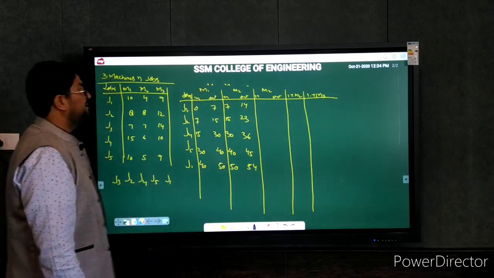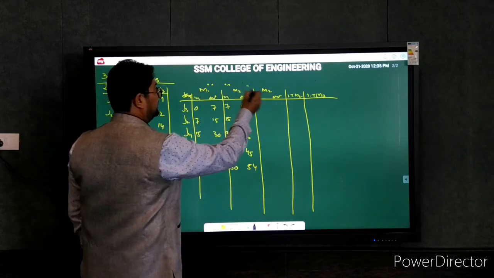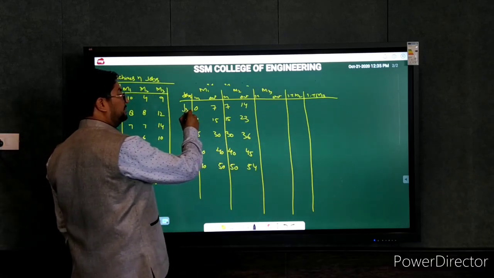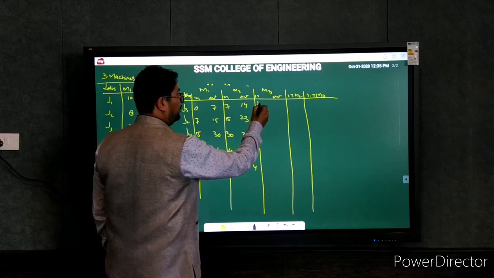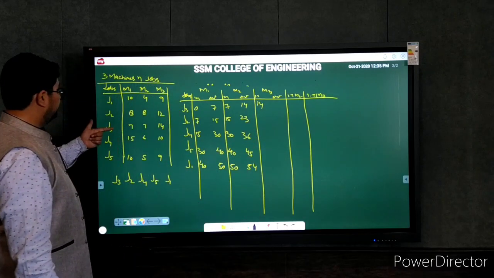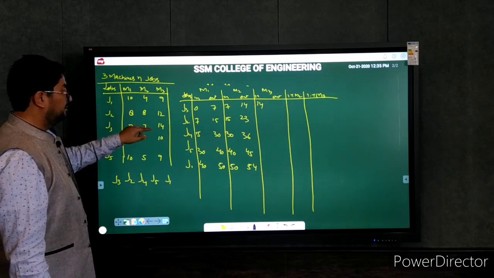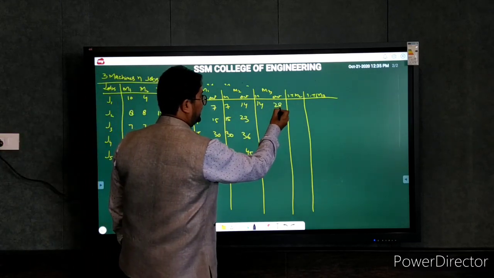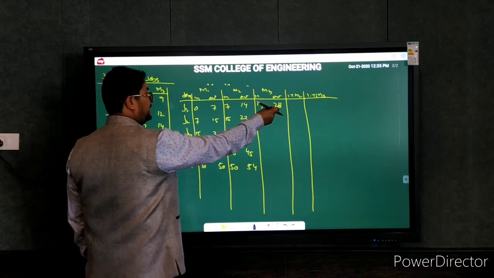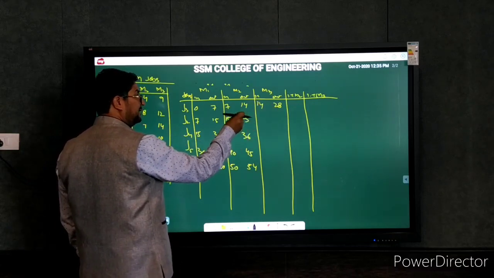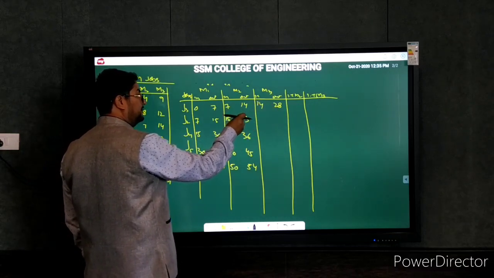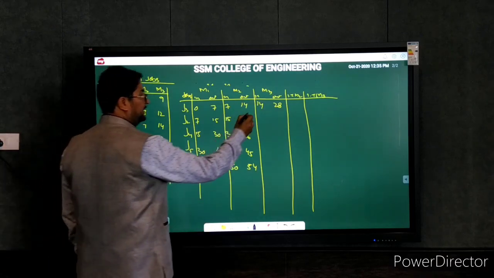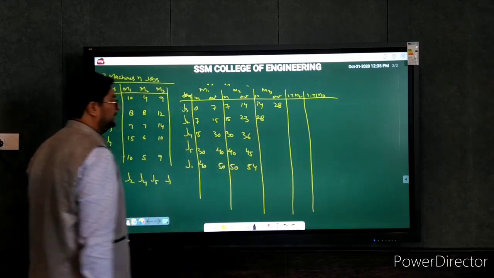Now let's talk about machine 2, machine 3. Machine 3, job 3 will be taken at 14. Job 3, 14. It takes 14 hours to complete it. That is 14 plus 14 is 28. At 28, is this job available? Yes, it is available from 23 hours onwards. So we'll take at 28.